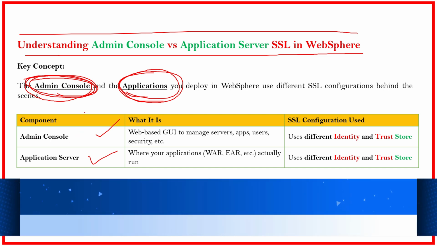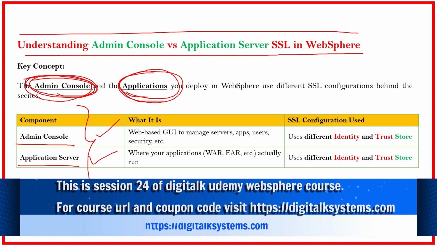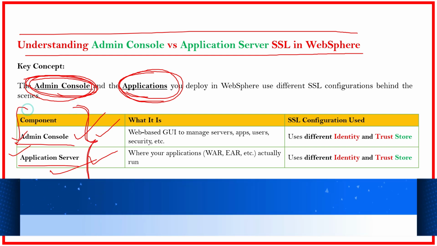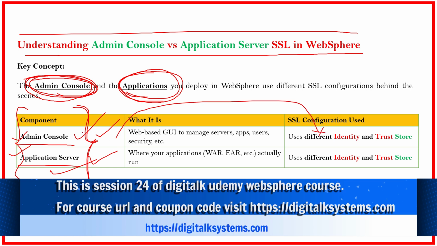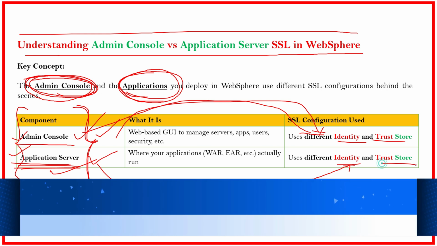So that means if you are going to secure your WebSphere applications along with your admin console, you have to follow two configurations, with two different key stores for the SSL configuration. One is to secure your admin console, and second to secure your applications, right? So if I am saying we have two different options for the SSL configurations, that means they are going to utilize two different stores. So for the admin console, you will have a different identity and trust store. Similarly, if you're configuring the applications, then for applications, you will have a different identity and trust store, right?